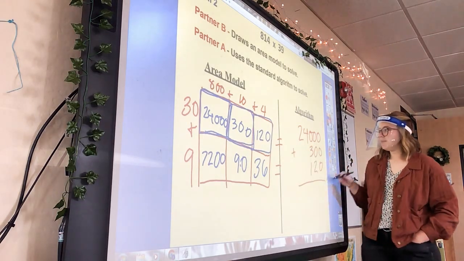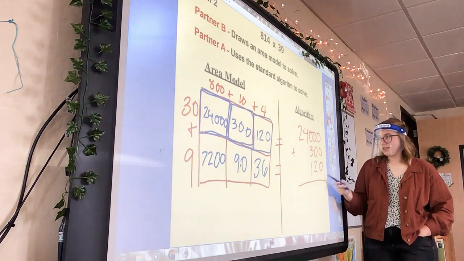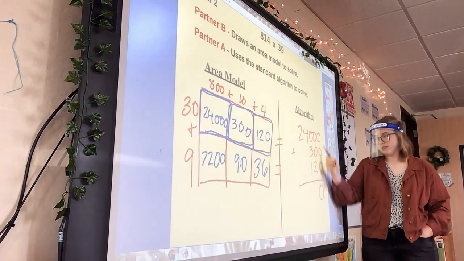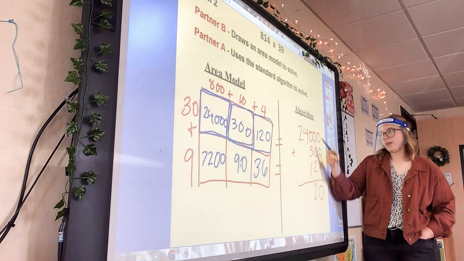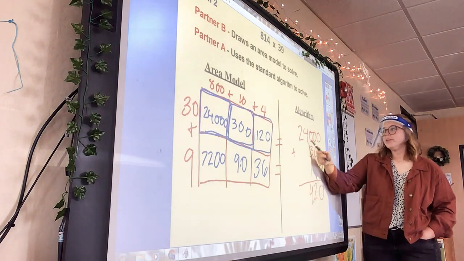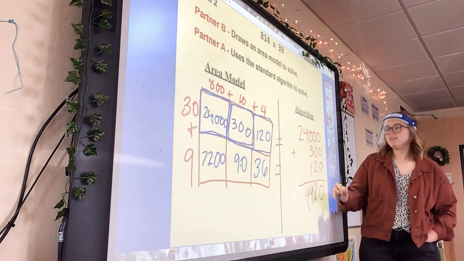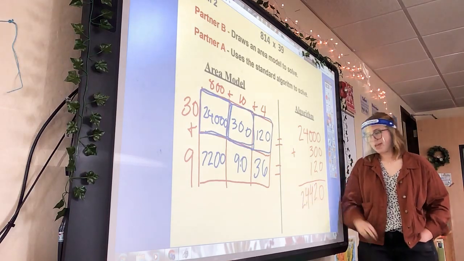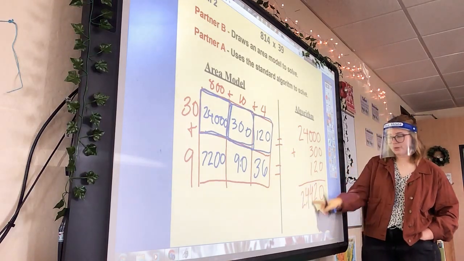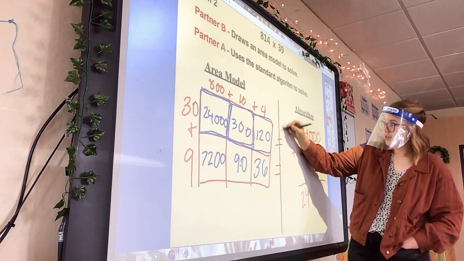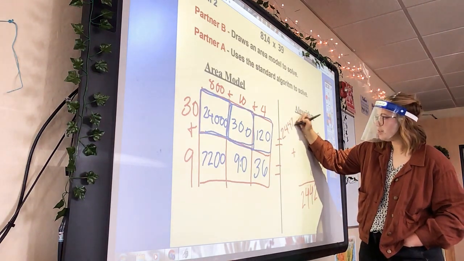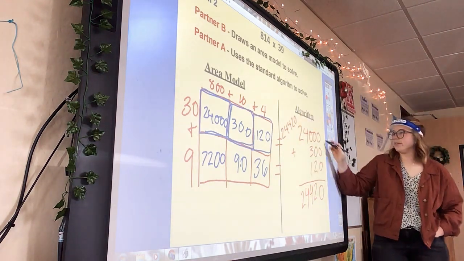So, I add them up. I get 0 plus 0 plus 0, which is 0. 2 plus 0 plus 0 is 2. 3 plus 1 plus 0, 4. 4 plus 0 plus 0, 4. 2 plus 0 plus 0, 2. Okay? So my first partial product is 24,420. And I can erase that.